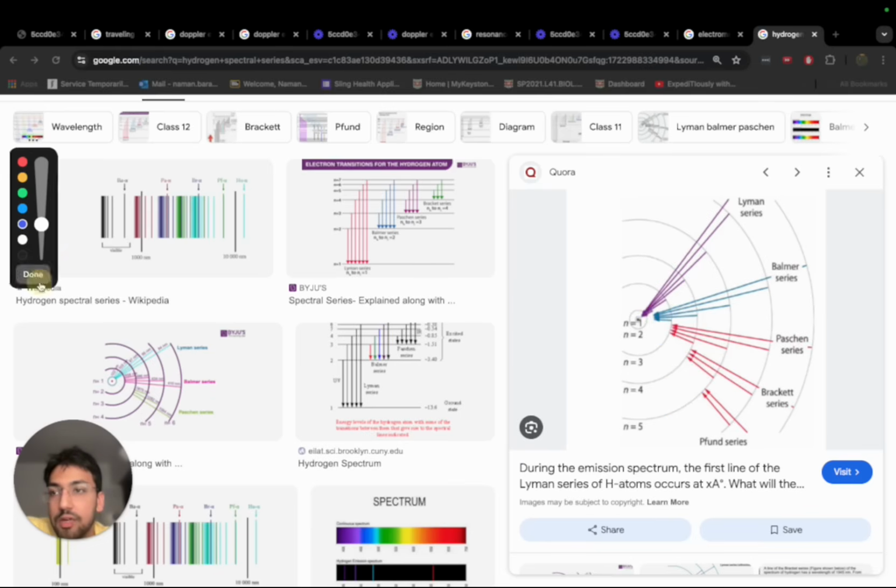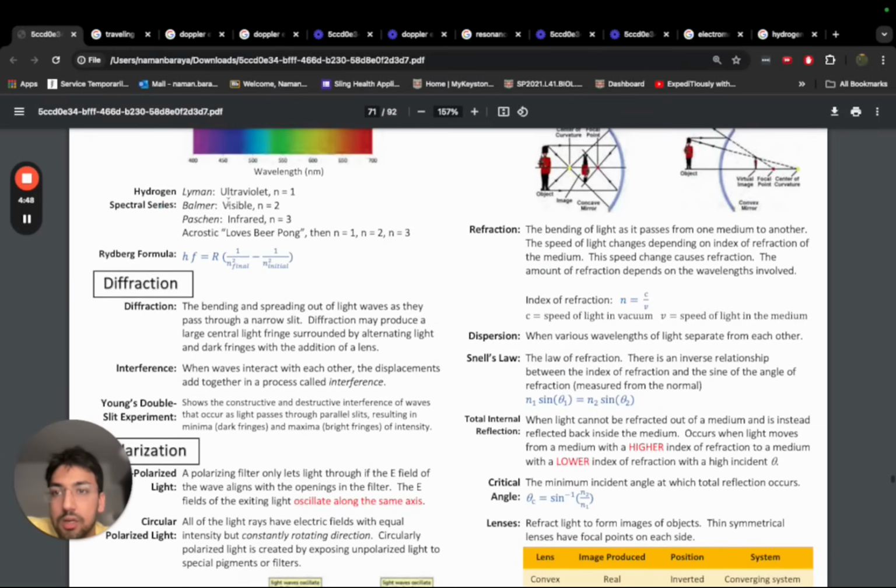And then if we go back, we can see what the colors are. So Lyman is ultraviolet, Balmer is visible, Paschen is infrared, and then this is n equals 1, 2, and 3. And so the idea here is that when these electrons are going back to those shells or those orbits, that's the color that's coming out.